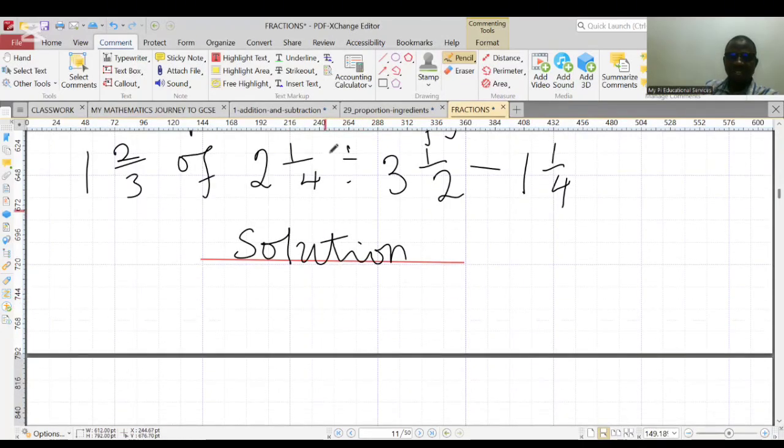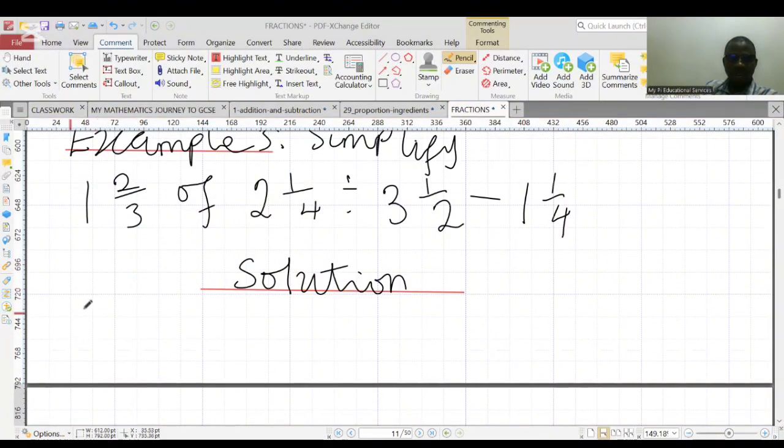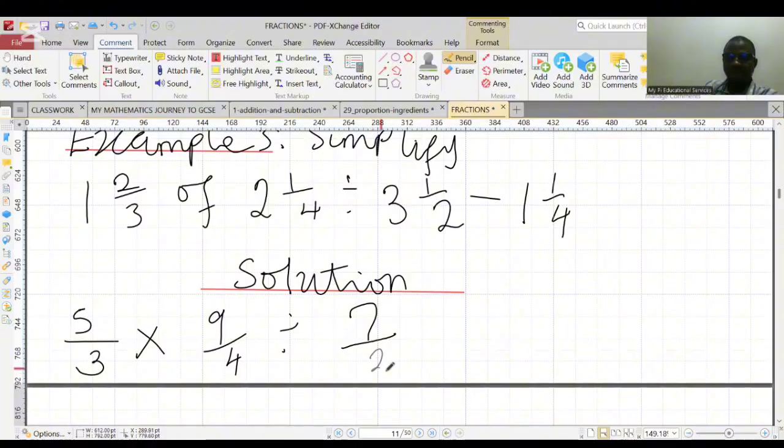Now, let's change everything to improper fractions first. So here we have 5 out of 3. So the "of" can change to multiplication. 2 out of 2 times 4 is 8 plus 1. That will be 9 out of 4, divided by 3 times 2 will give you 6 plus 1. That will be 7 out of 2, minus 5 out of 4.